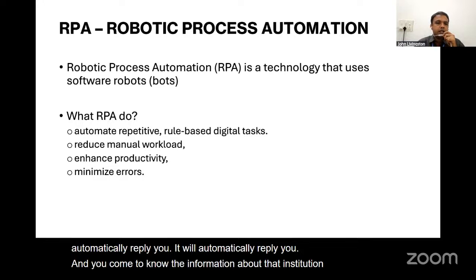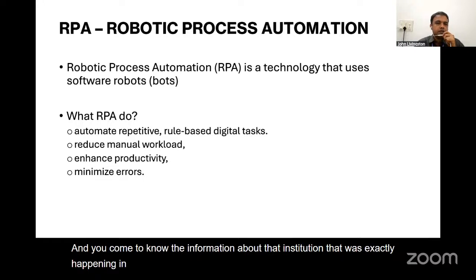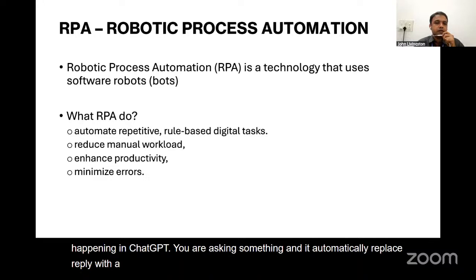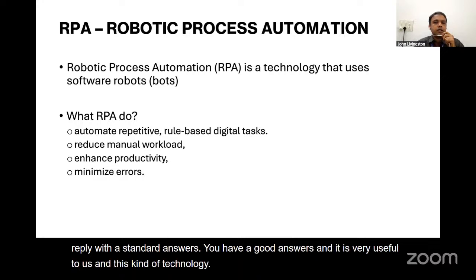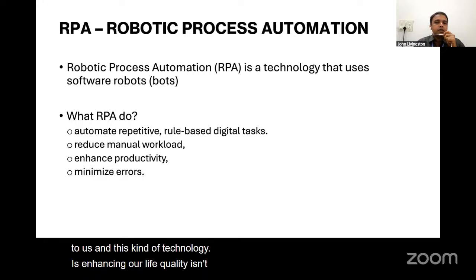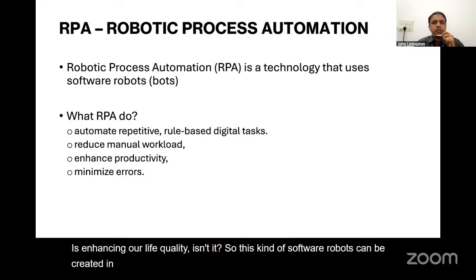That is exactly what happens in ChatGPT. You are asking something, and it automatically replies with standard answers, good answers, and it is very useful to us. And this kind of technology is enhancing our quality of life, isn't it? This kind of software robot can be created in the domain of robotic process automation using the software UiPath.